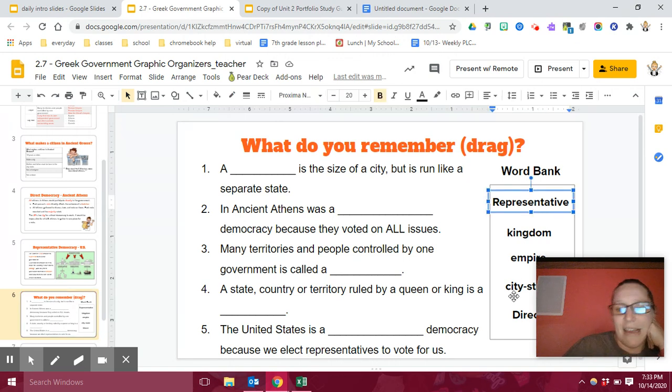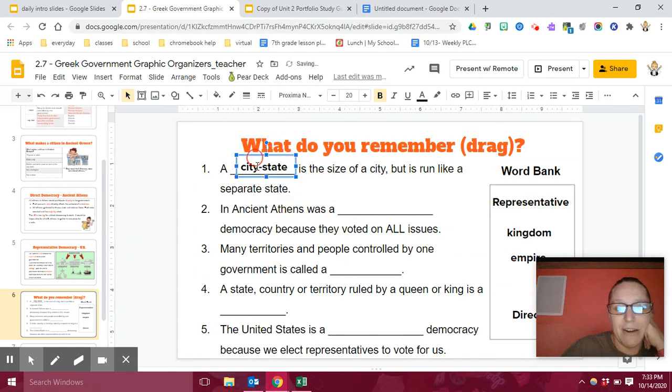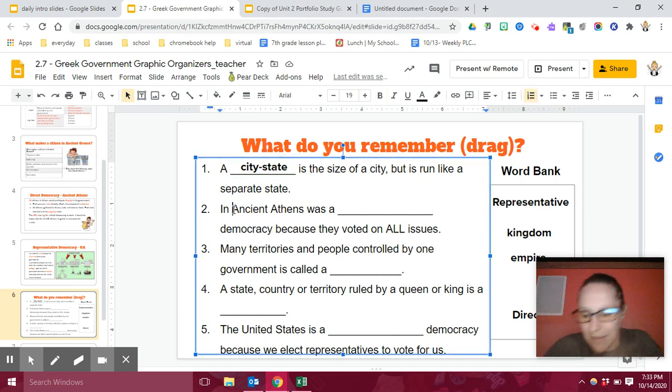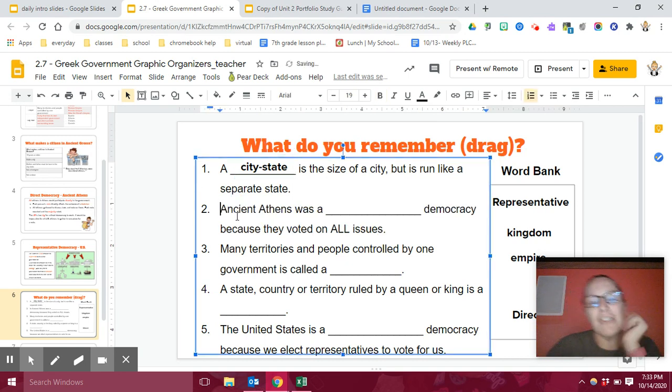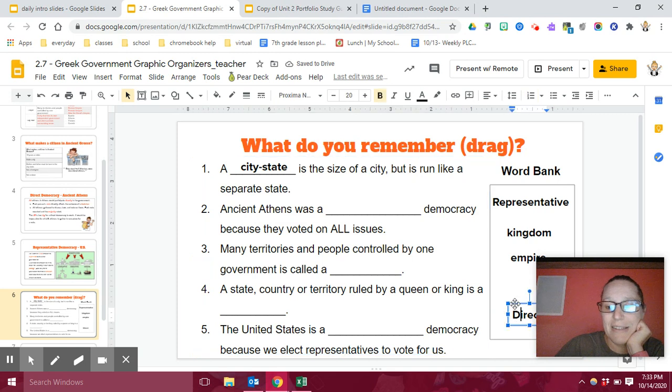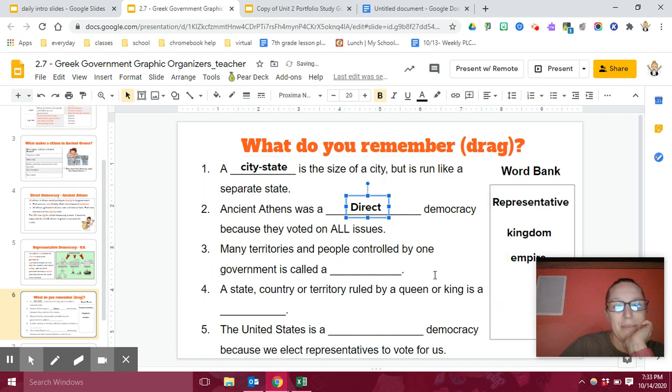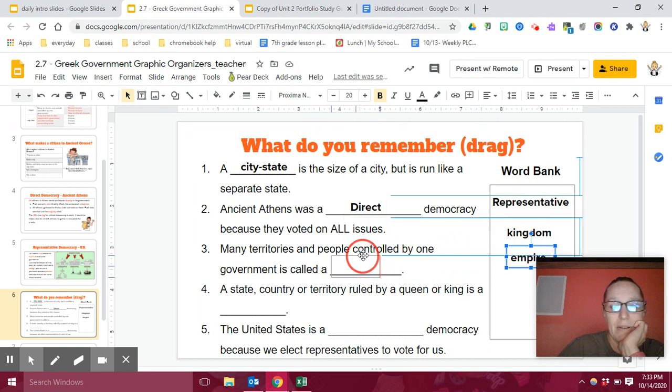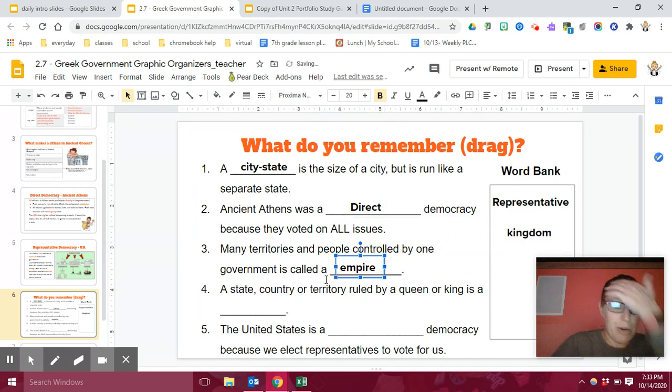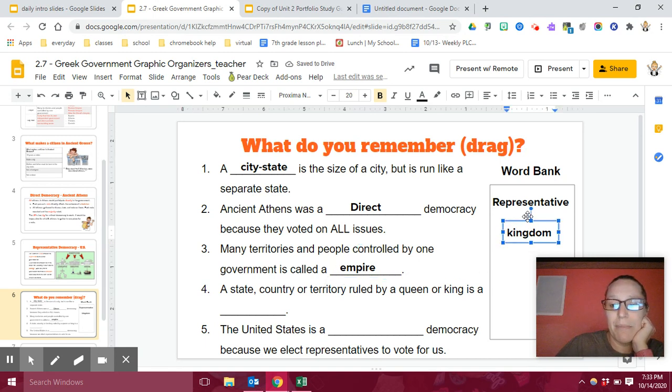A blank is the size of a city, but is run like a separate state. This is a city-state, so that's going to go here. In ancient Athens, I have a typo. Ancient Athens was, I'm going to fix this. Ancient Athens was a direct democracy because they voted on all issues. Many territories and people controlled by one government is called an empire. A state, country, or territory ruled by a king or queen is called a kingdom.